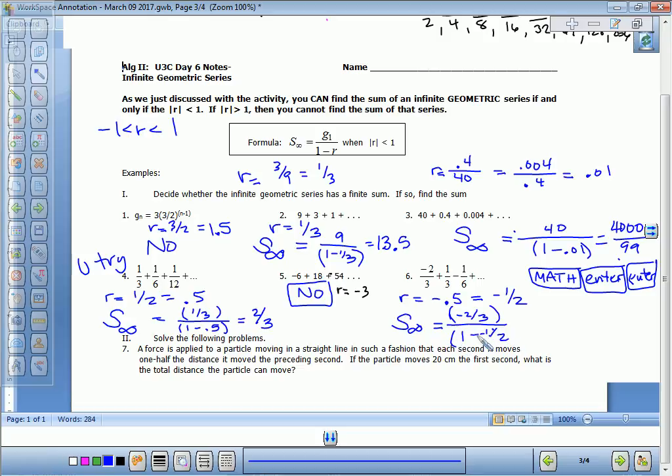Okay, so this one is 1 minus a -1/2, which makes a plus. And so this simplifies to -4/9.